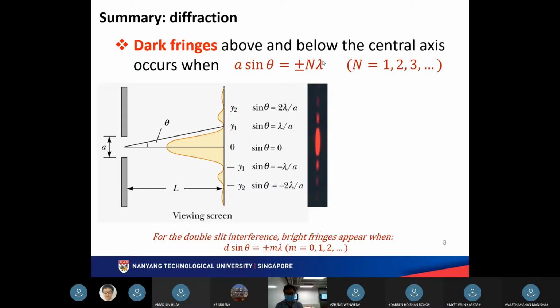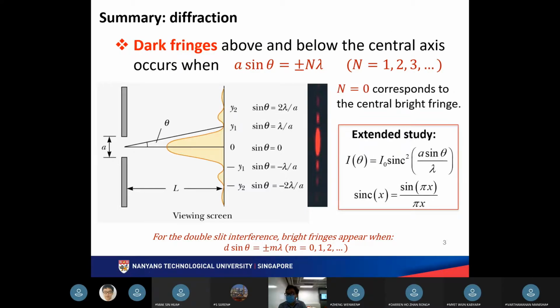As I said, in this class we don't require you to find the bright fringe. But if you are interested in knowing how to find the bright fringe, then you have to refer to this formula. This is not required by our course, but I just gave it in case some student would like to know how to find the bright fringe.